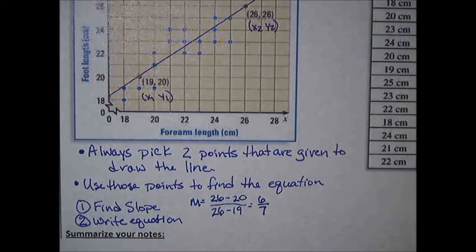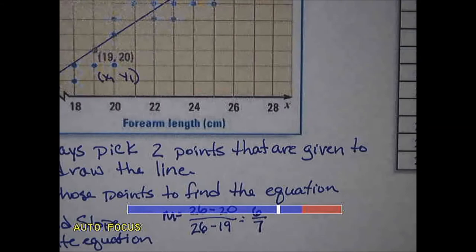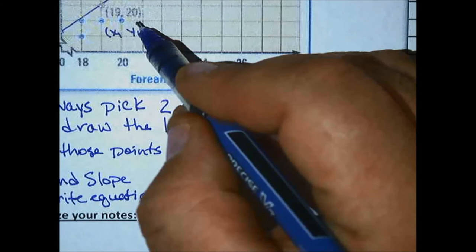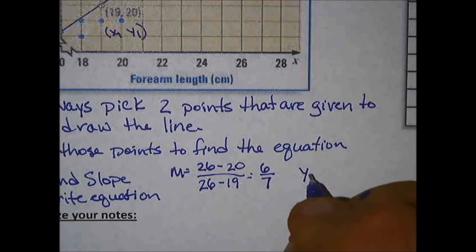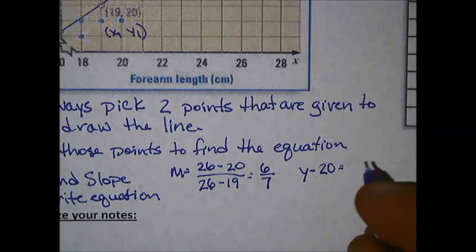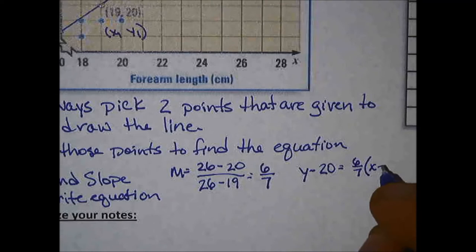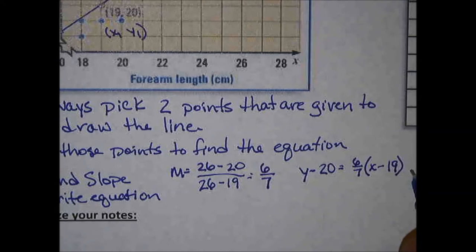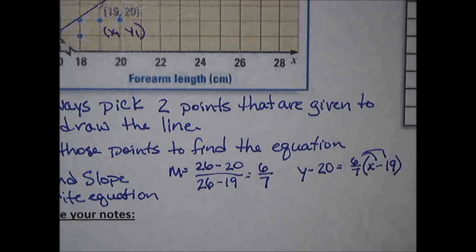Alright, I'm going to use the point-slope form, and I'm going to use this point 19, 20 as my point. So I have my slope. Remember, it's y minus the y coordinate, 20, equals the slope, 6/7, times x minus the x coordinate, which is 19. This is going to get a little difficult because I do have a fraction, and I do have some pretty big numbers from what I'm used to, but that doesn't mean that it won't work.